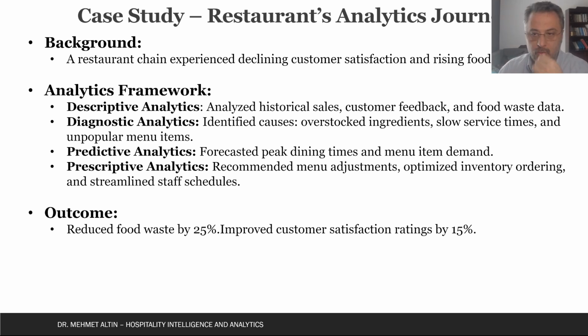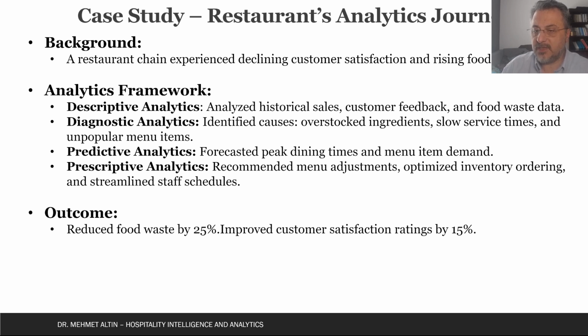Following that, we go to diagnostic analytics, which delves into the causes of these problems. They find key issues: overstocked ingredients leading to spoilage, slow service during peak hours due to poor staff scheduling, and unpopular menu items contributing to excess waste. Predictive analytics is the next step. It forecasts the exact peak dining times to better allocate resources and identifies demand trends for specific dishes. That helps the restaurant anticipate inventory needs.